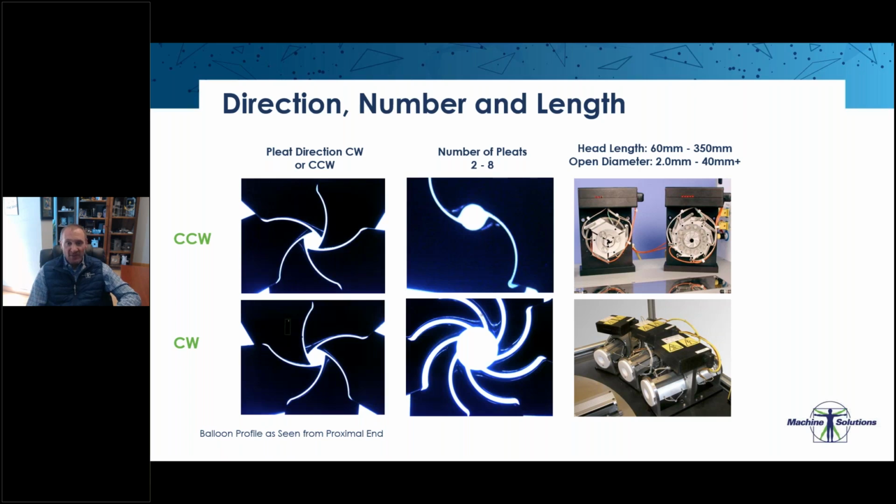For a 2 millimeter or 3 millimeter balloon, we might do a 2 pleat. When you get up into some of the larger diameters, 20 plus millimeters, we're going to look to utilize an 8 pleat. And then head diameter and head length. We offer various lengths of heads from 60 to 350 millimeters in various increments, and open diameters between 2 and 40 millimeters. We can go larger than 40 millimeters if needed, but that range of 2 to 40 is where we see most of the applications landing.